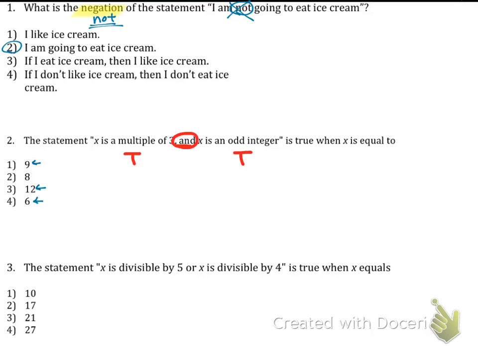But the second part says x is an odd integer. So which one of these 3 are odd integers? Not 12, not 6. Only choice 1 becomes our answer. Now let's look at number 3.